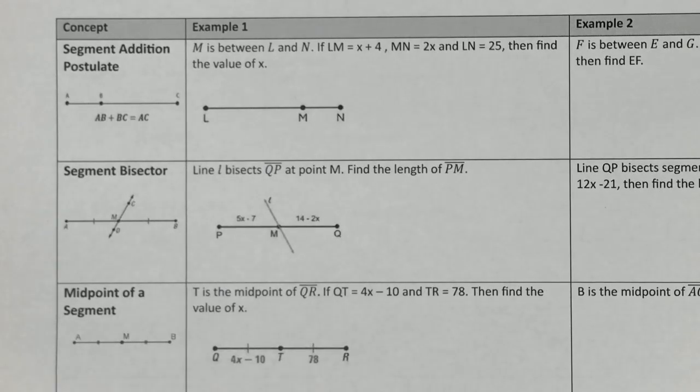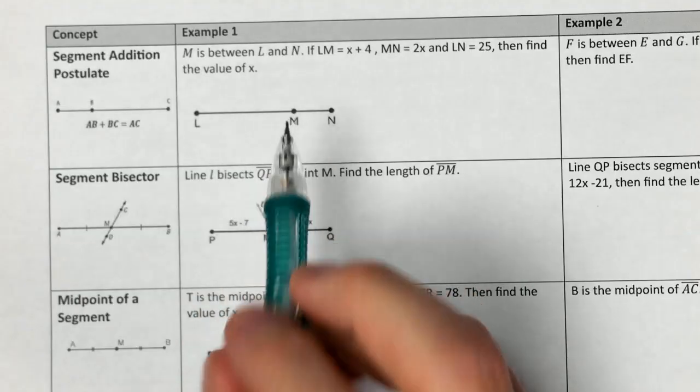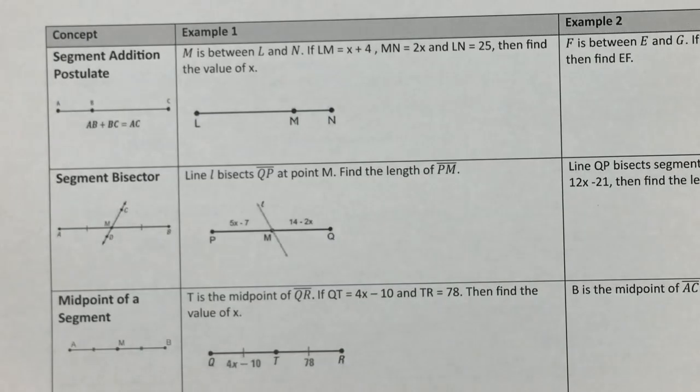Alright, we're going to just work on our problems that are on the back. First, we're going to start with segment addition postulates. So M is between L and N. We notice M is between those 2 points, but we don't have any proof that there's congruency going on.